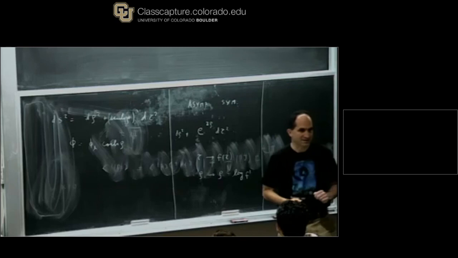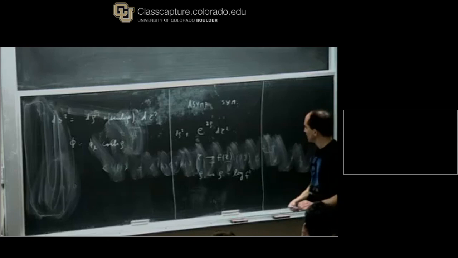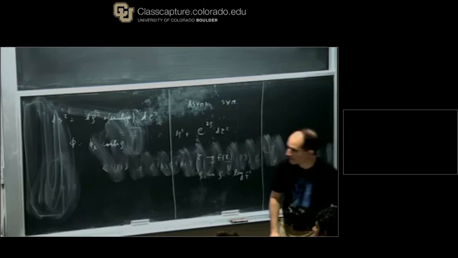And in addition, it is some limit where you take the actual physical value of the size of the circle to infinity. I'll discuss what the physical value of the size of the circle is in a second. So for the time being, I'm not saying anything about it. Okay, so that's the asymptotic symmetry.